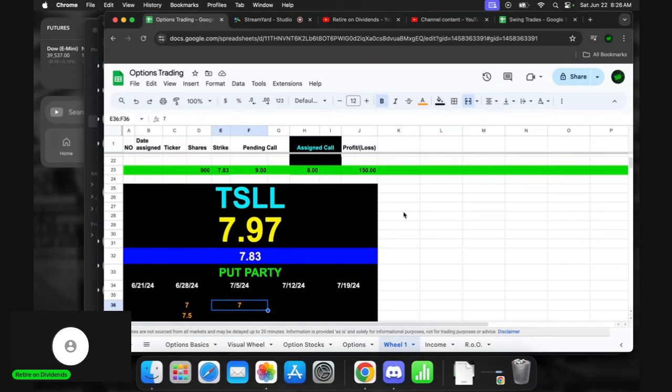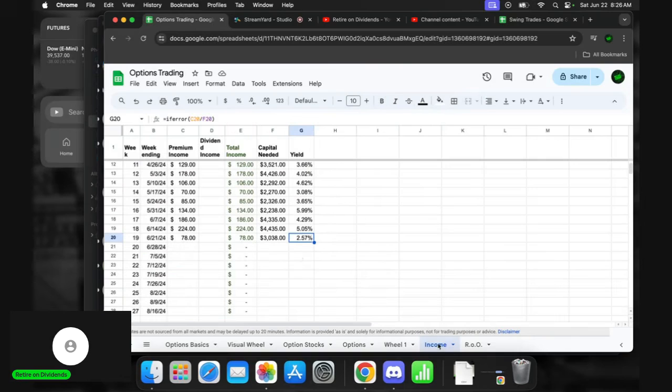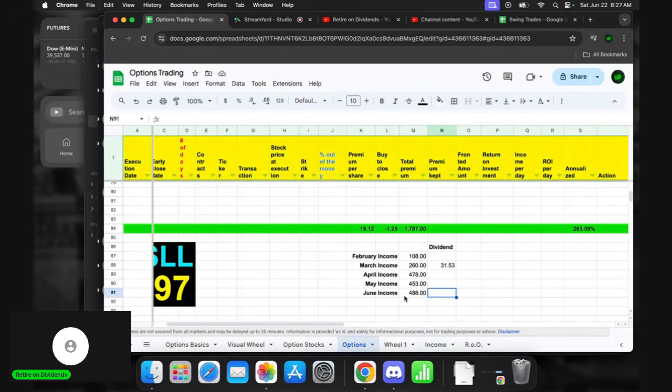I'll show you how much I made on this wheel, profit, loss, capital gains, premium, and then we can talk about it. All right, so that's a new part of the spreadsheet. Income for the week, I made $78 this past week. I used capital of approximately $3,000, and that's a yield of 2.57%.